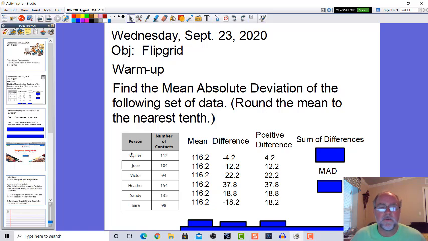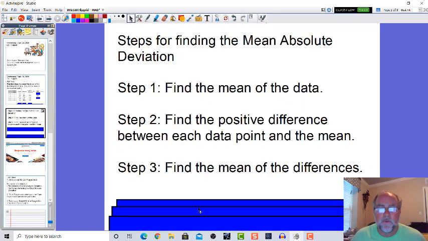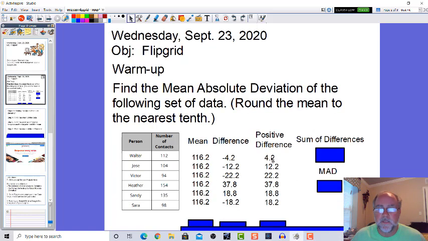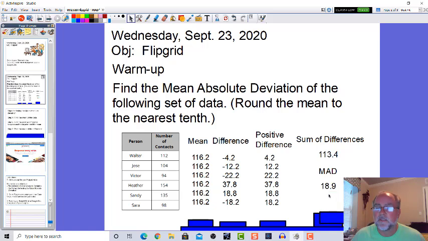So we take each one of these differences and write it down as a positive. Then we have to do step number 3, which is to find the mean of the differences. We take these positive differences, add them together, and then divide by 6. If we add all these numbers together, we end up with 113.4. To find the MAD, we take this 113.4 and divide it by how many numbers we had, which in this case was 6, which gives us a mean absolute deviation of 18.9.